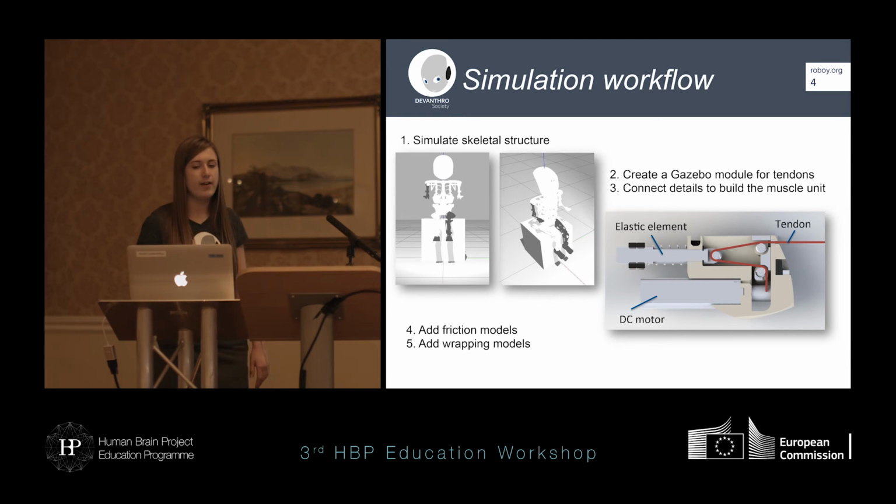And in the very end, we added friction models, as tendons run all around the body, and in these insertion points and the routing points of the tendons, you obviously have some friction, as it's physics-based models, and also tendons wrap around the bones. That's why we also need to add the wrapping models.